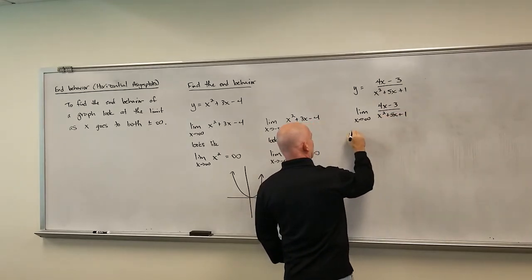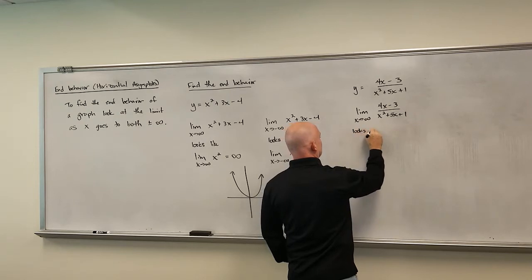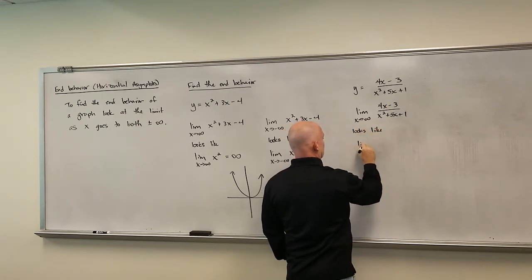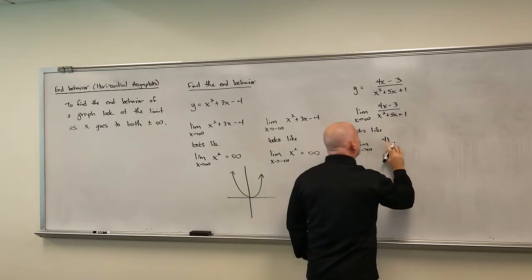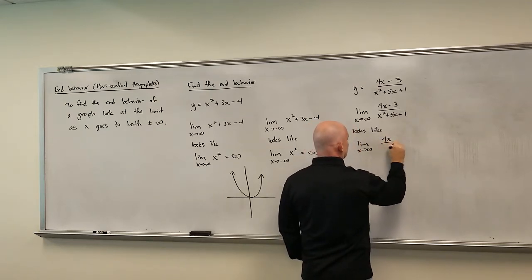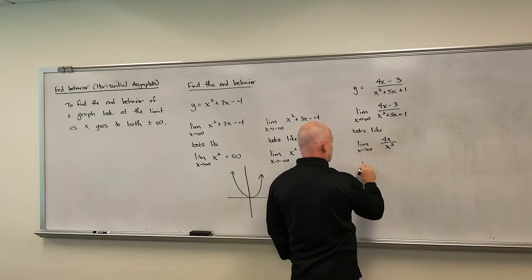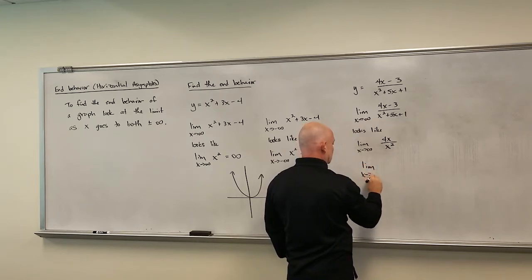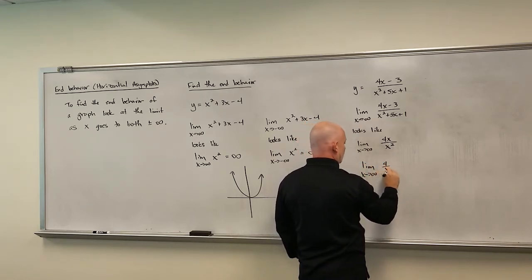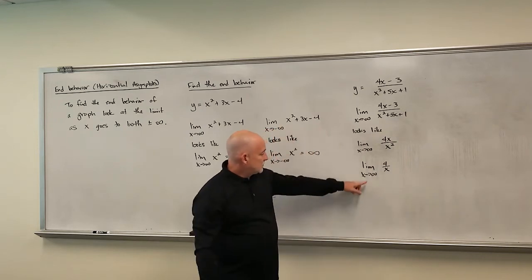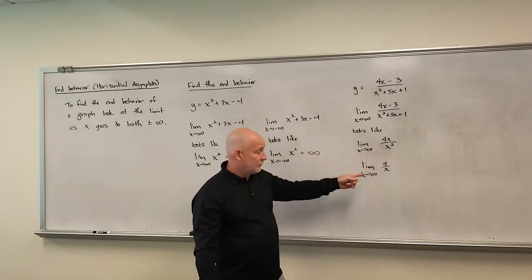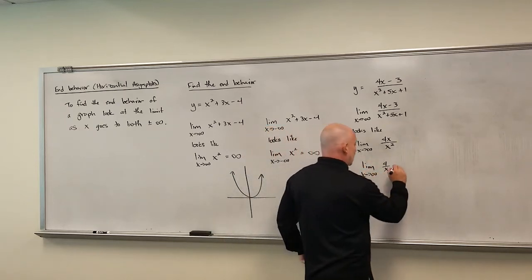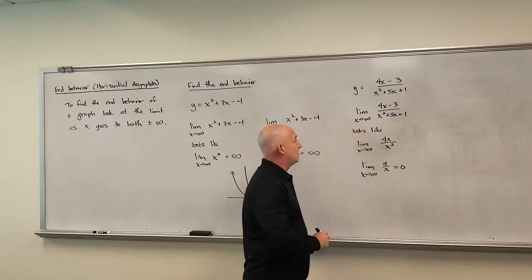Well again, this looks like the limit as x goes to infinity, 4x all over x squared. That'll reduce to just 4 over x. Now as x goes to positive infinity, that's a positive over a positive, so it's positive. It's getting smaller and smaller and smaller, so that is 0.